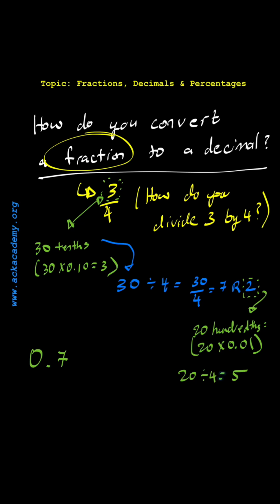Because again, we have the same 4 here. Divide by 4, divide by 4, get this 5. And now this 5 will go into the hundredths position. And then that's the final answer. There's no remainder after that. If there was, you would just keep going to the thousandths position.